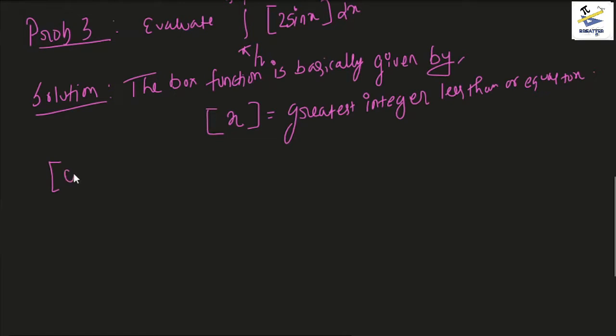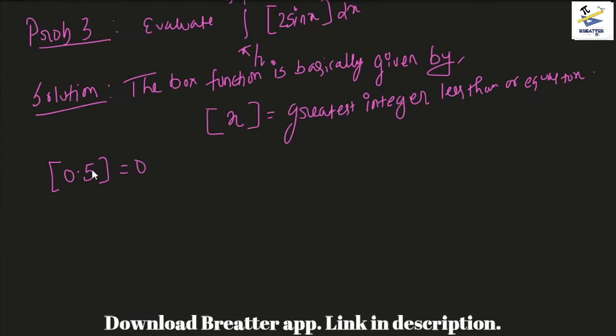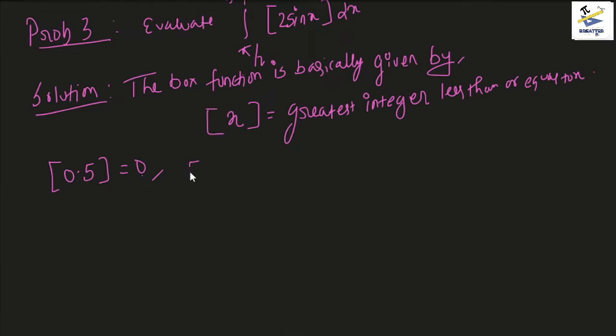Suppose we want to find the greatest integer of 0.5. So the greatest integer which is less than 0.5 is basically 0, because you cannot choose minus 1, because we already have 0 as an answer and it's the integer which is closest to 0.5. And understand that we are finding the number which is less than 0.5 and not greater than, right? Another example is if you have 1.2, obviously it would be 1. So it basically gives you the integer part.